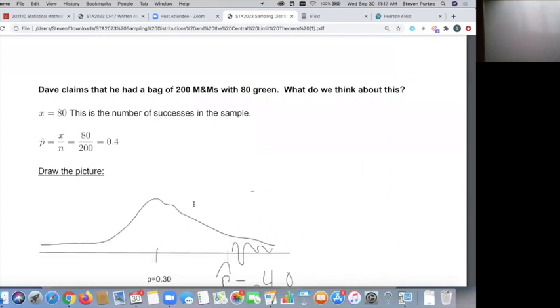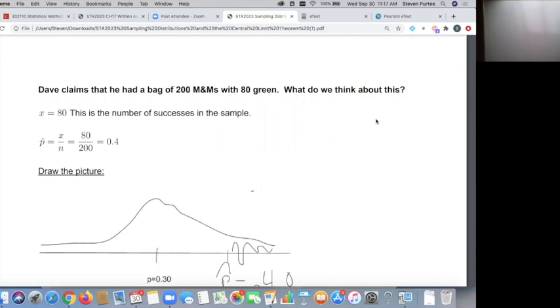Okay, we got Dave again. Anytime you see Dave in a problem, he's probably making an outrageous claim. He's made this claim that he's got himself a bag of 200 that had 80 green in it. We want to comment on what we think about this.